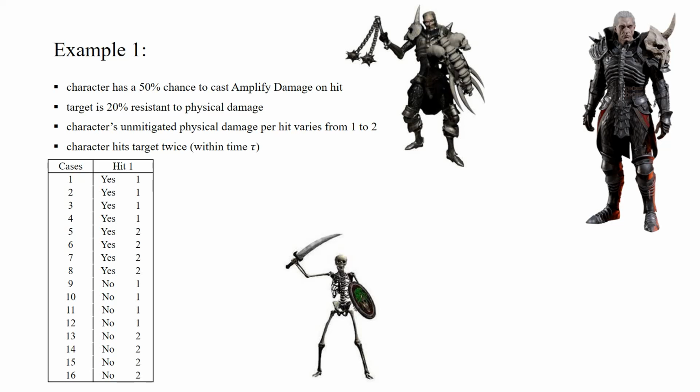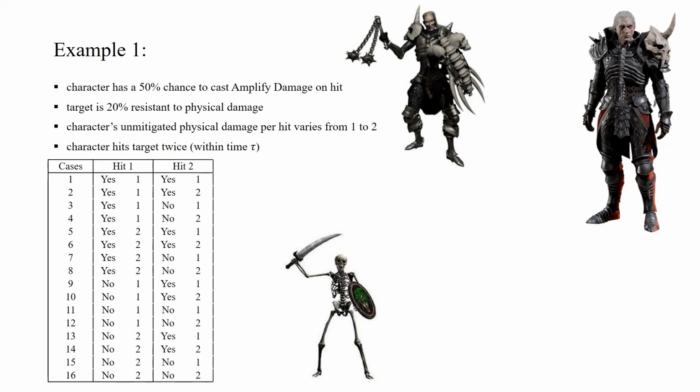And the same applies for the failures. On the second hit, again, half of those cases in which we did 1 damage upon success on the first hit, half of those will be successes on the second hit, and the other half will be failures. And of those successes, we're going to do 1 or 2 damage, and of those failures, we're going to do 1 or 2 damage, etc. So you have the resulting table from the probability tree.